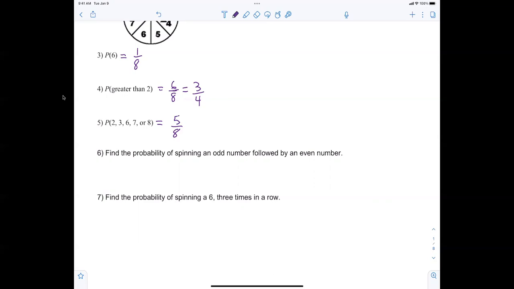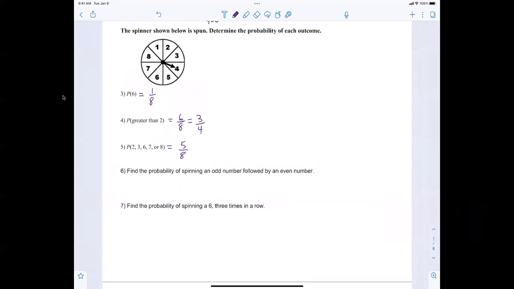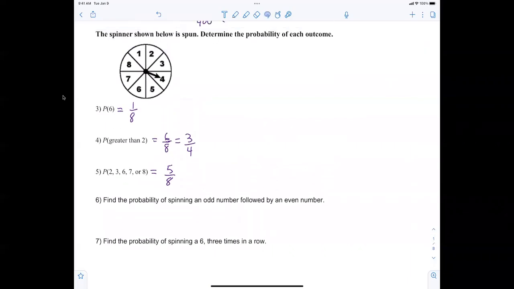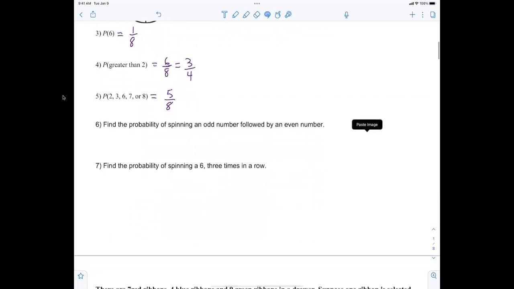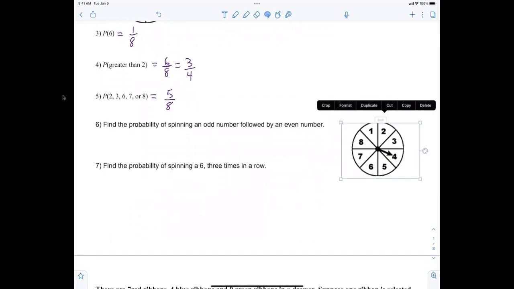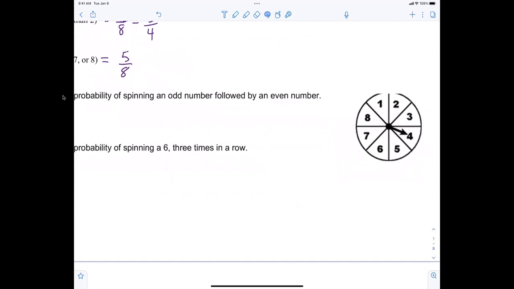So what I want everybody to do is, we're talking about this spinner up here, so I can see it on the screen, I'm going to copy it and bring it down here. So we can take a quick look at it. Now, how many events are going on? 2. Now, an event is just something that we're going to do. We're going to spin it, and then we're going to spin it again. So I need everybody to put 2 tick marks down.